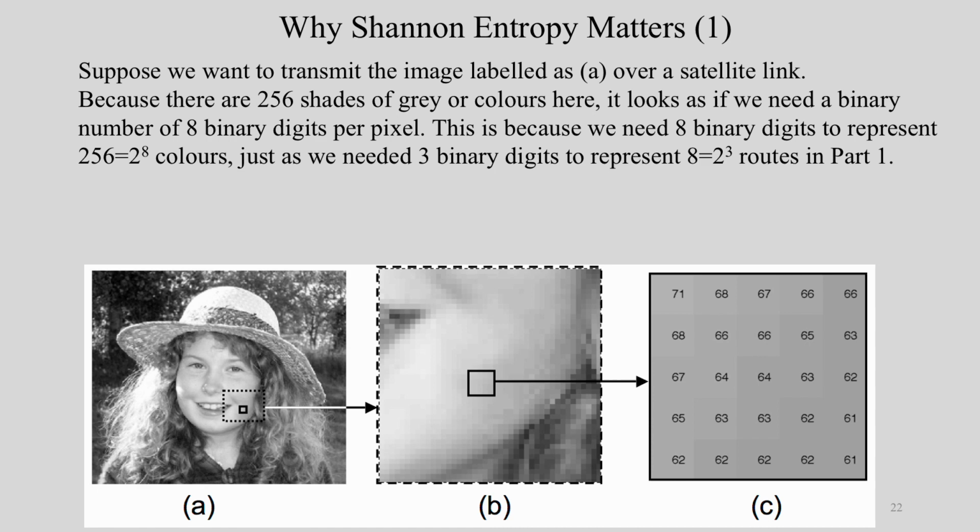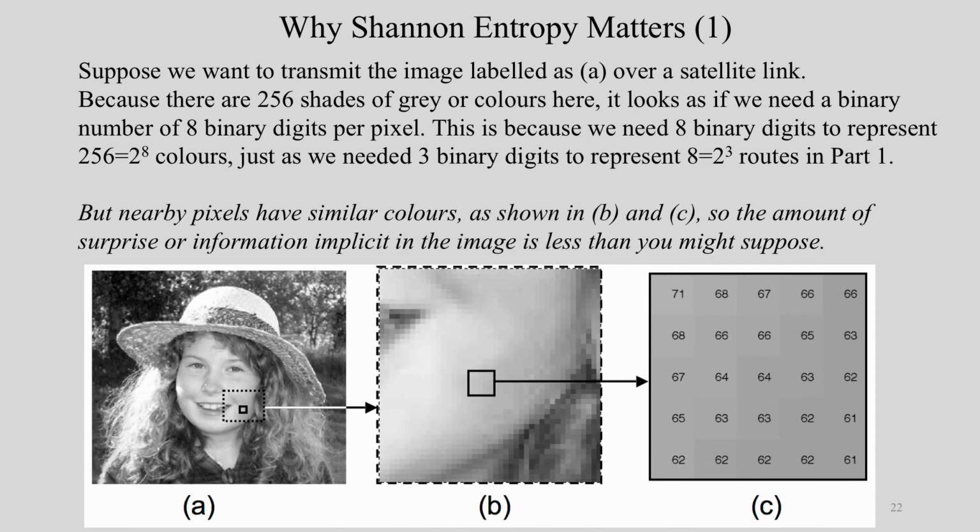Suppose we want to transmit the image labelled as A over a satellite link. Because there are 256 shades of grey or colours here, it looks as if we need a binary number of 8 binary digits per pixel. This is because we need 8 binary digits to represent 256 colours, just as we needed 3 binary digits to represent 8 routes in part 1. But nearby pixels have similar colours as shown in B and C, so the amount of surprise or information implicit in the image is less than you might suppose.